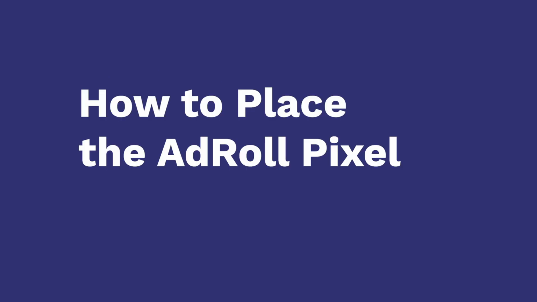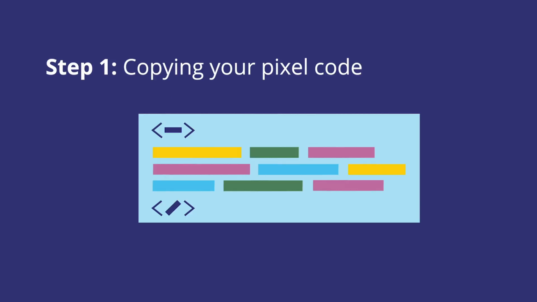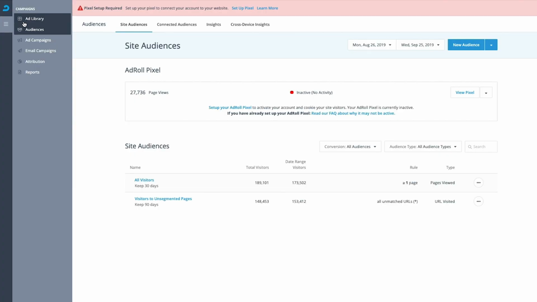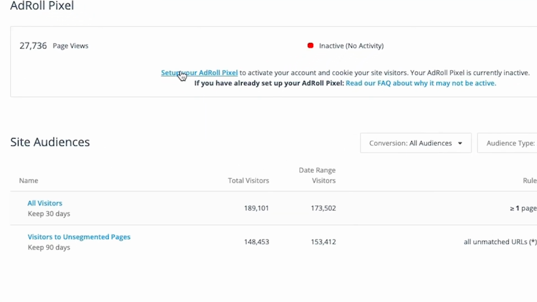The good news is, it's really easy to set up. So here's how to place the AdRoll pixel on your website. So the first step is finding and then copying your unique pixel code. Starting from the AdRoll dashboard, you can access your pixel code by navigating to the Audience tab. From there, click on the link toward the top of the page to set up your AdRoll pixel.